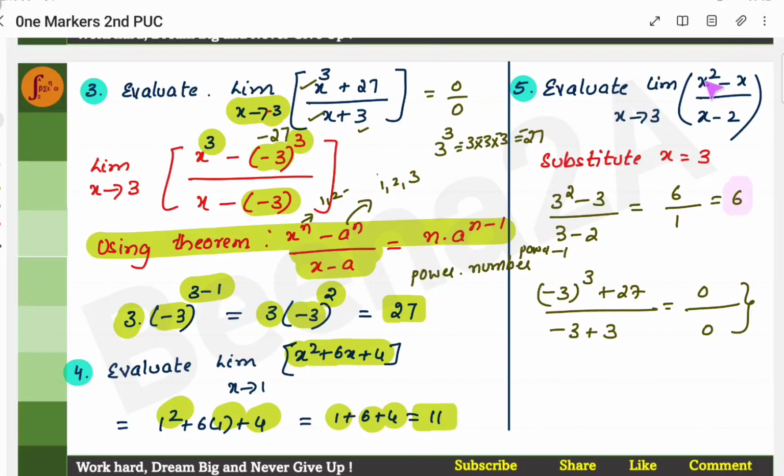Next one. Again, here you have an expression. First, substitute and see. If I put, instead of x, if I put 3, I'm putting 3 here instead of x. What do I get? 6. Okay. So this is the right answer. Only if I get this kind of a thing, 0 by 0, then I have to think as to if I should apply theorem or is there any other method.